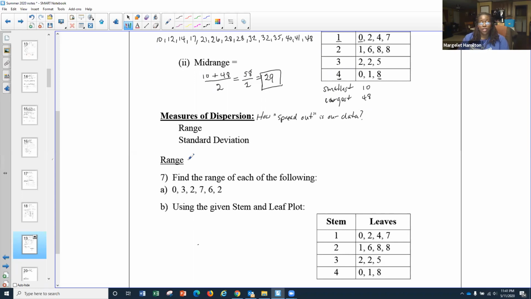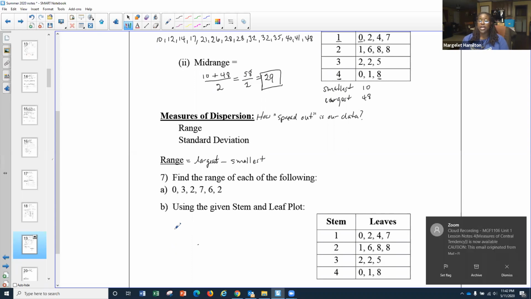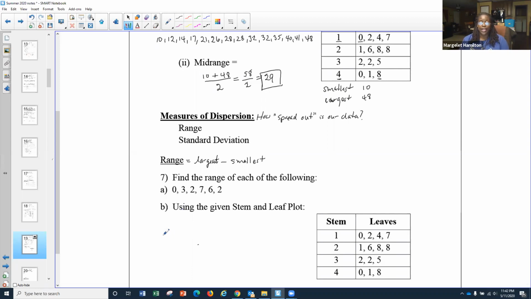How do we find the range? It's almost as close to the mid-range, so don't get these too confused. To find the range, we're going to use this formula where we're looking at the largest value minus the smallest value. And that's it. Okay, largest minus smallest. Whereas the mid-range, we added the smallest plus the largest and divided by 2. Okay, so make sure we know that the range is simply the largest minus the smallest.